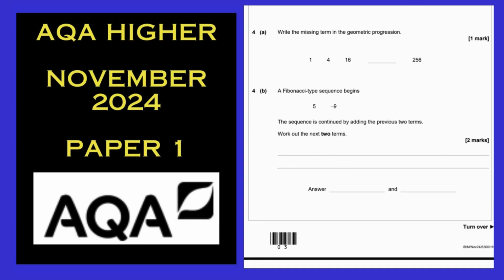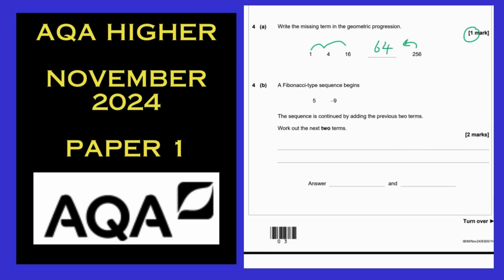On to 4A. Geometric, as you can see, we've got a multiplier going on each time. You could either do 16 times 4 or 256 divided by 4. Either way, it's only worth 1 mark, and that's for the answer.